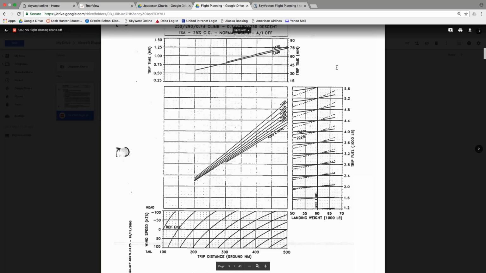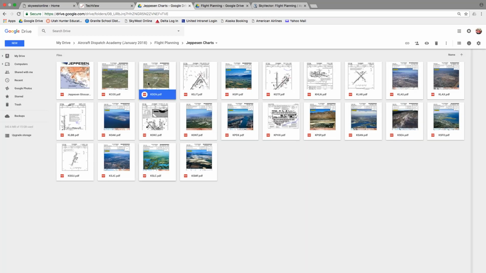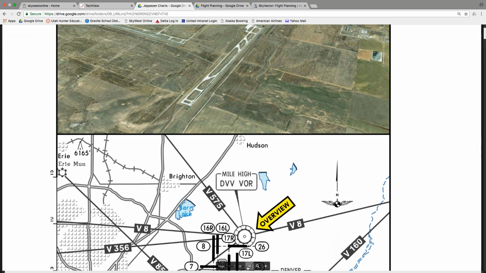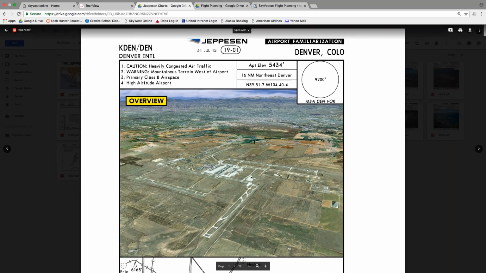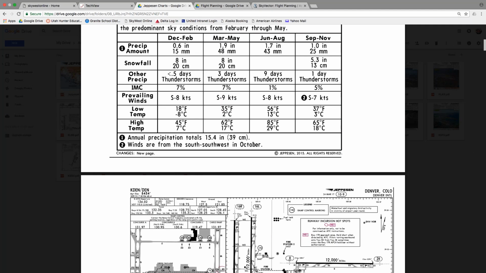I do pick runways because I'm not sure I did that yet. Okay, so let's take a look at runways. Okay, Jeppesen charts. We're going to pick out runways for Denver and Salt Lake. So we're going to Denver. Is this Denver? Yes. So we'll start with our departure airport, which is Denver. Okay, so Denver, what chart are we going to go to?